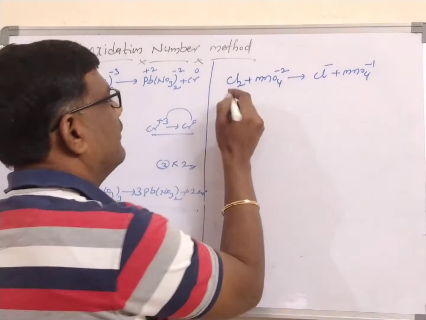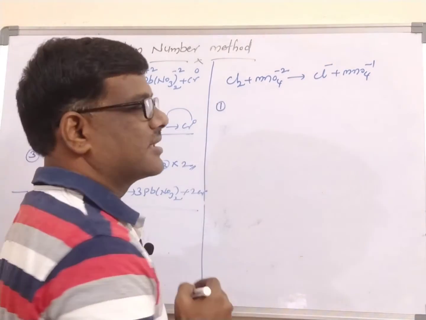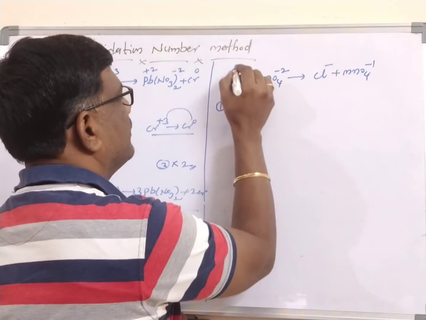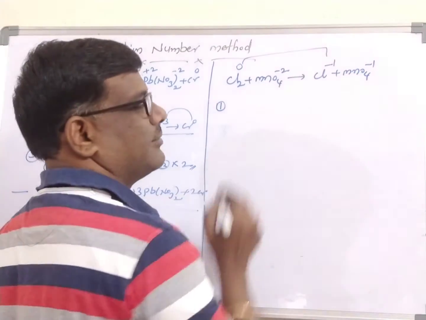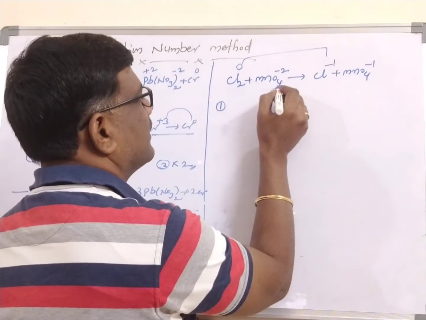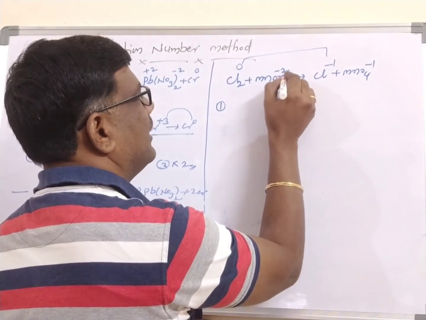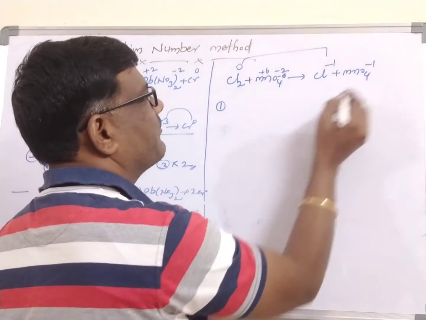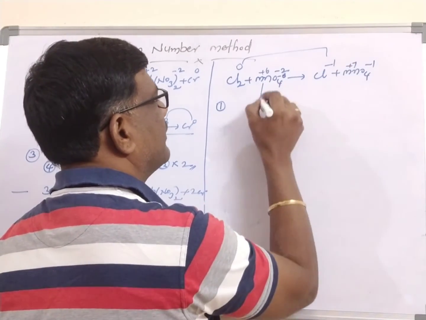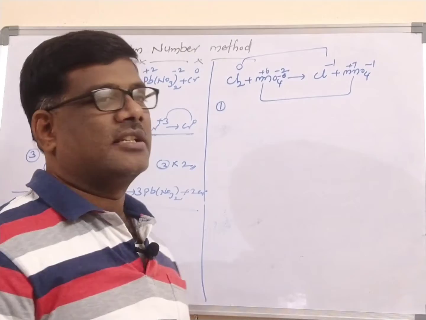First step, you have to find the oxidation state of each and every element. Chlorine in the uncombined state is 0, and this chlorine is minus 1, nothing but 0 to minus 1, decreased. Here in MnO4 minus 2, oxygen shows minus 8. To keep the minus 2, this is plus 6, and this is plus 7. Nothing but manganese changes from plus 6 to plus 7.